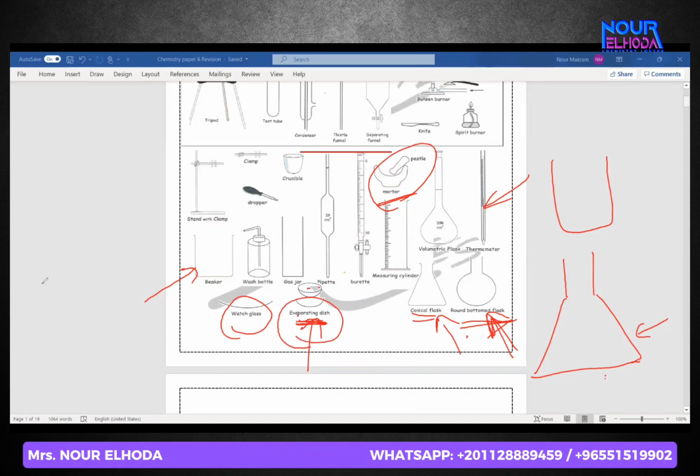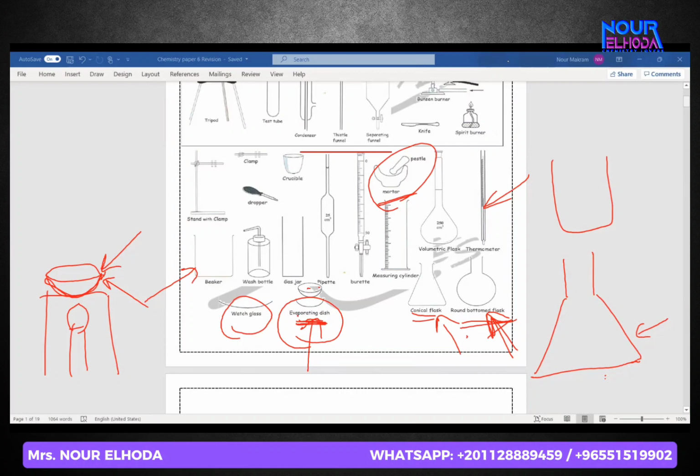Usually what we use in heating, if he draws for you a tripod and a Bunsen burner, and he is going to ask you to label, you cannot say watch glass, it's going to be wrong. You have to say evaporating dish. One of them came before in a project. That's good, Abdul. That's good.